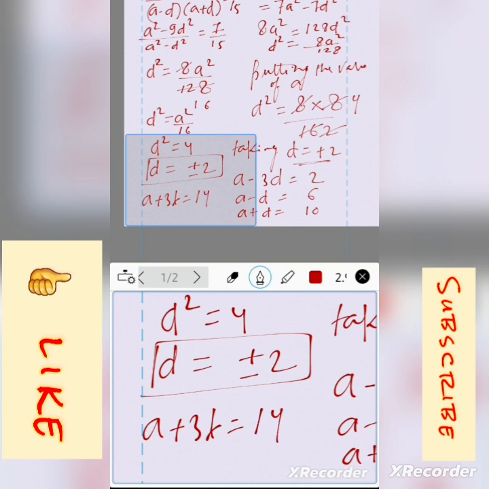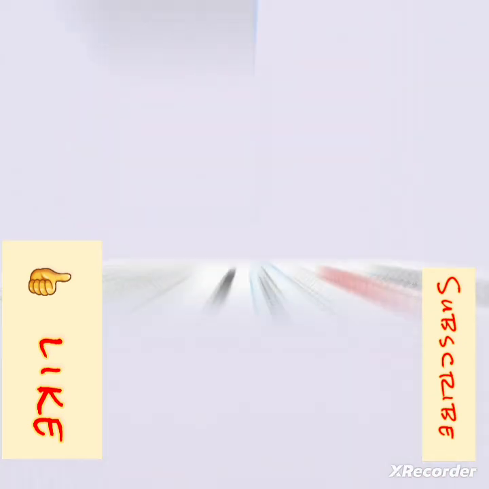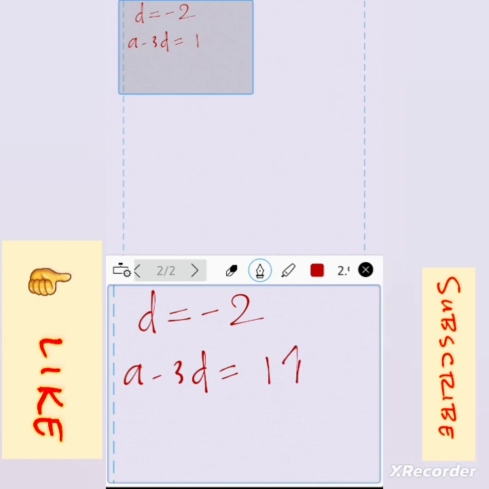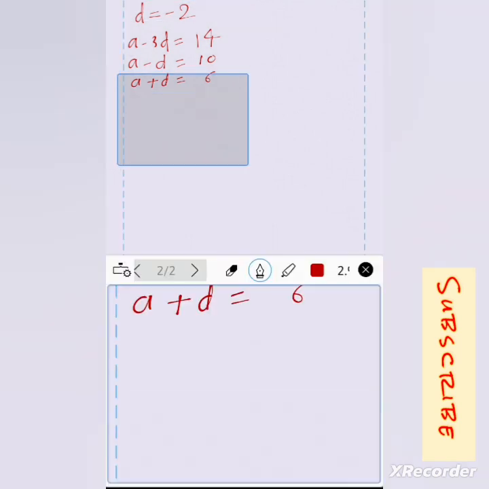Now if we take the value of d as minus 2, the order will reverse. The first term a minus 3d is 14, the second term a minus d is 10, the third term a plus d is 6, and the last term a plus 3d is 2. So these are the values of the four numbers.